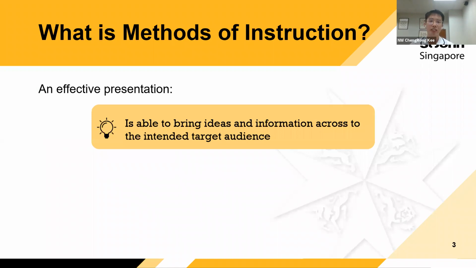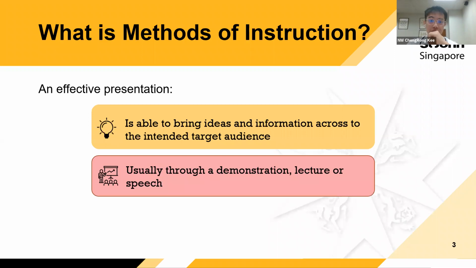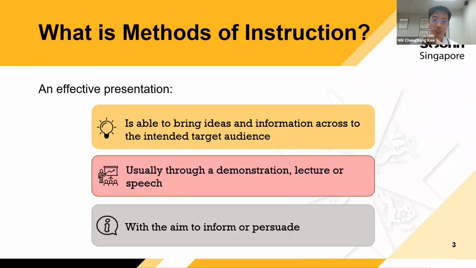So, what is MOI? MOI is a presentation that is able to bring ideas and information across to the intended target audience. This is done usually through a demonstration, lecture, or speech, with the aim to inform or persuade.